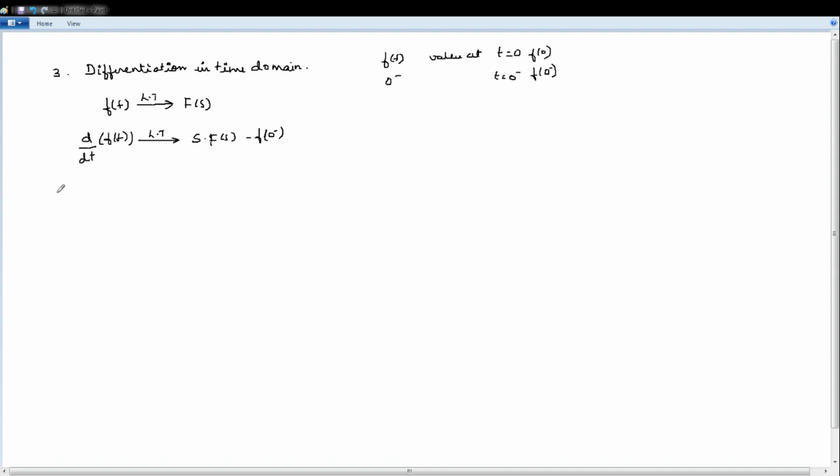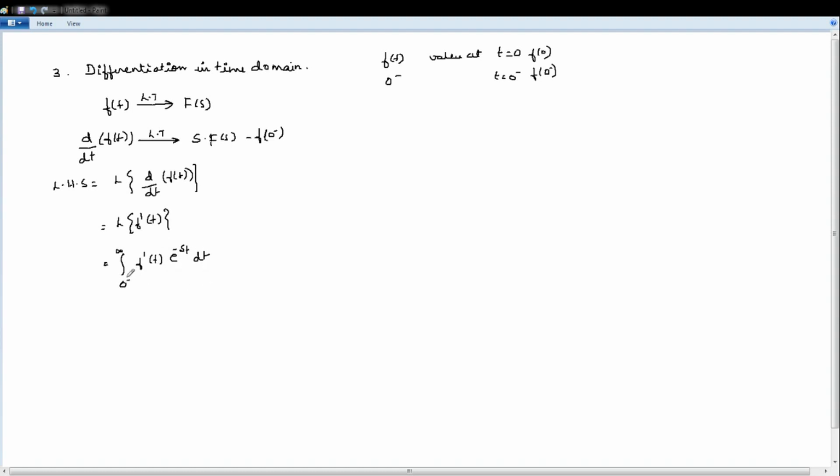Now how do I prove this? I will be taking the left hand side, which is d by dt of f of t. I will take d by dt of f of t as f dash of t. I hope everyone is familiar with the notation. It is the first differential of f of t. Now I need to take the Laplace transform. It is integral from 0 minus to infinity of f dash of t e power minus st dt. You are multiplying your time domain function with e power minus st dt.